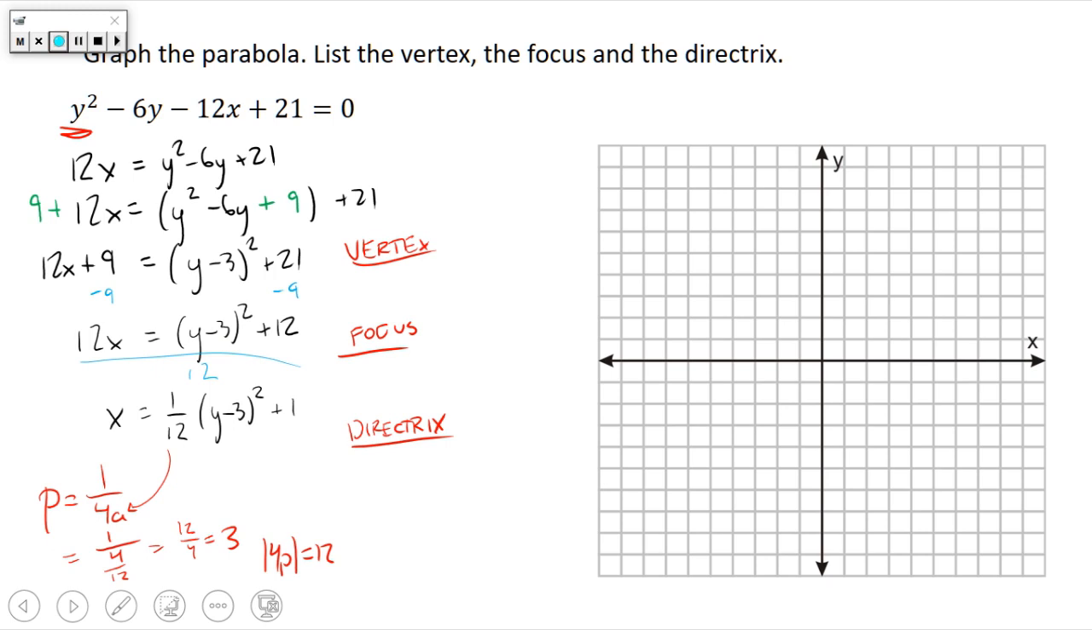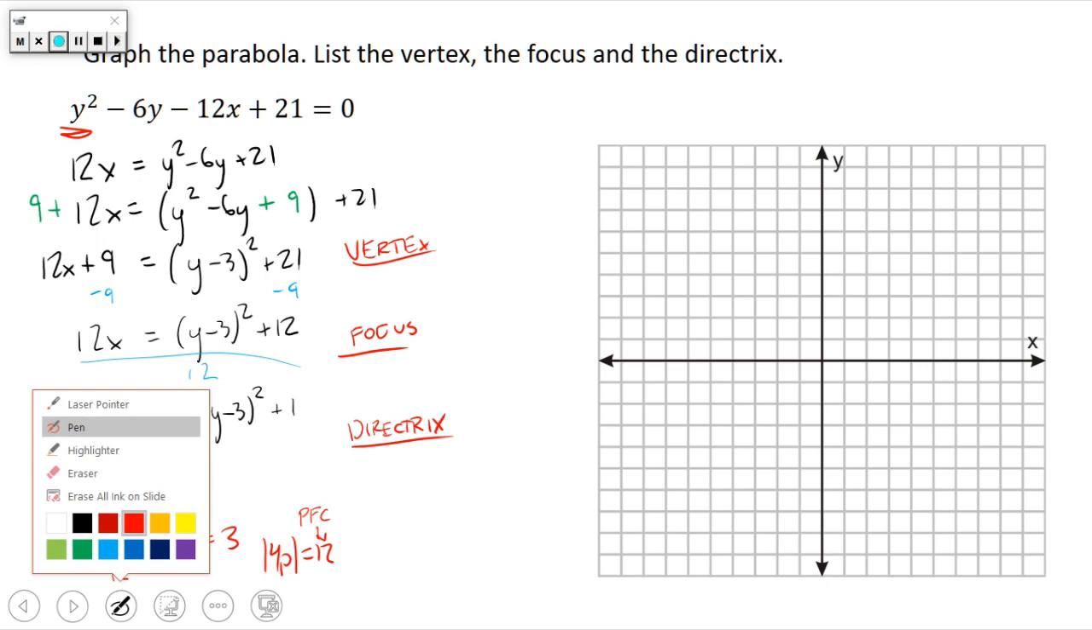So let's keep this in mind, that the primary focal chord length is 12. Half of that is 6. So we're going to be able to go 6 above and below the focus. Let's plot what we know first.